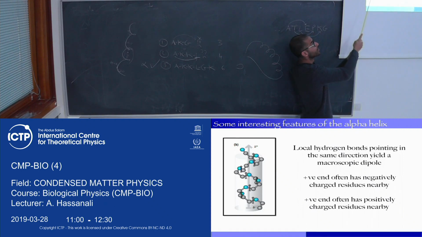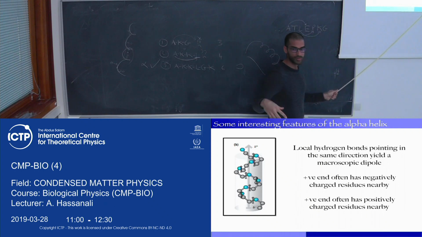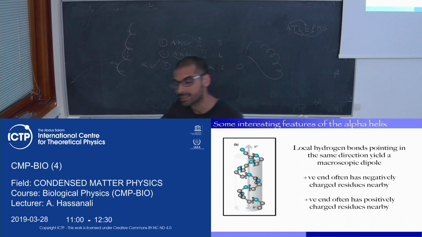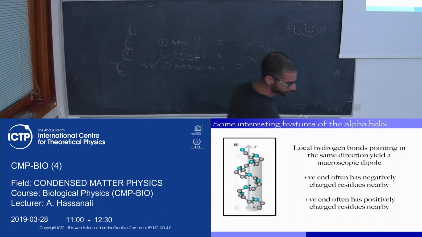Well, now this helix is going to be interacting with lots of neighbors. And so the extent of this surface charge can stabilize either negative or positive groups, depending on the particular needs of the protein.